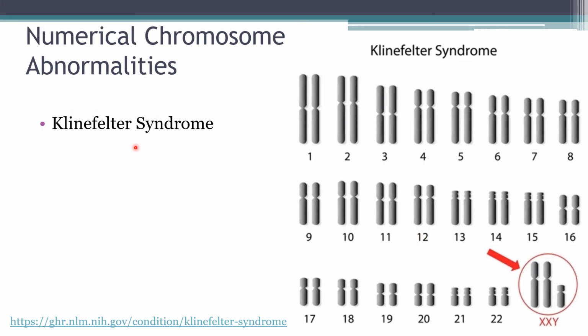The last one is Klinefelter syndrome. This is where you get the trisomy in the sex chromosomes in males. Typically it's an extra X in Klinefelter syndrome, so you have an individual that's actually XXY, not XY. So they have this extra sex chromosome. And again, this person would have 47 total chromosomes, not 46.